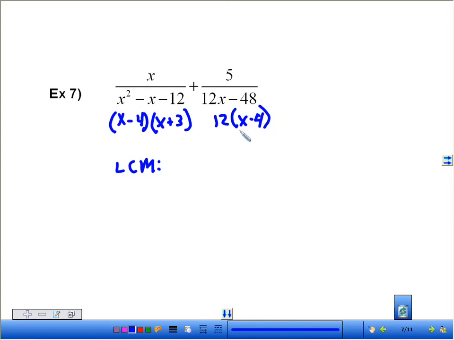We're going to decide what our common denominator is. We need one of each kind, so I need the 12. I need the x minus 4, and I need the x plus 3. That's my LCM. You do the steps that we just did, multiplying the top and the bottom by the missing factor, and see if you can get the final answer.